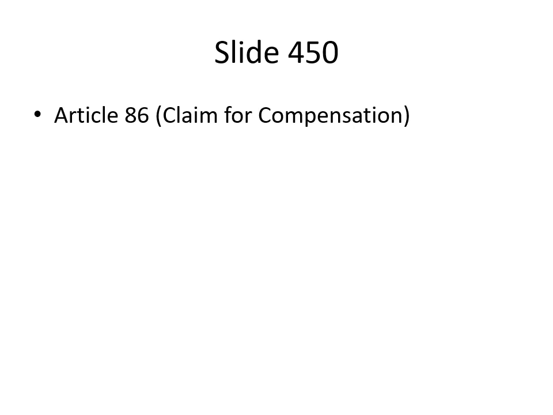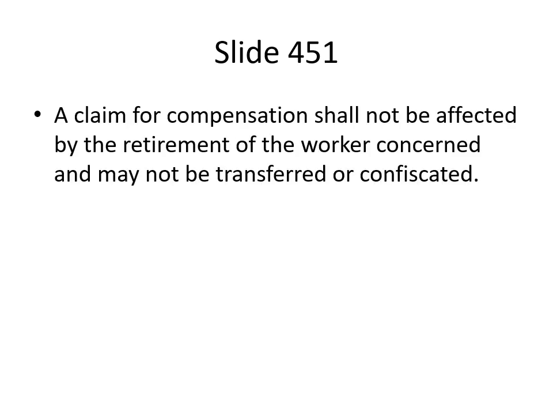Article 86, Claim for Compensation. A claim for compensation shall not be affected by the retirement of the worker concerned and may not be transferred or confiscated.